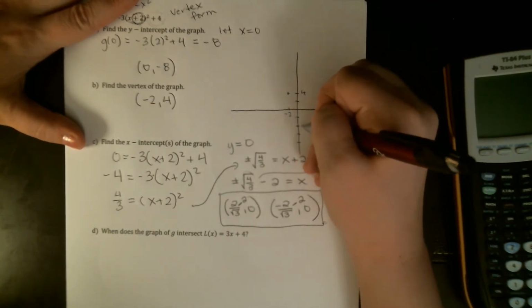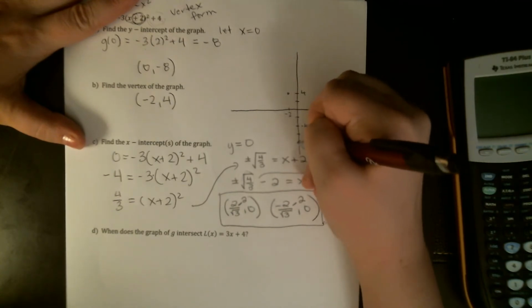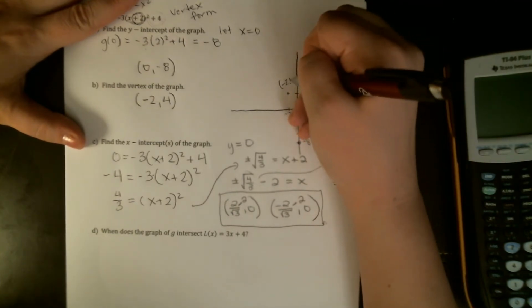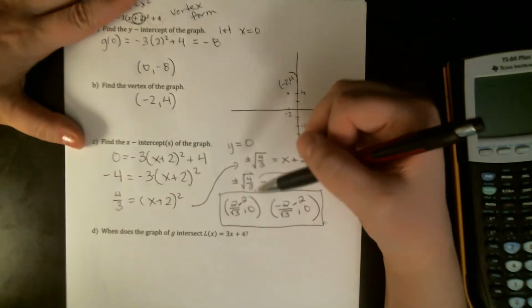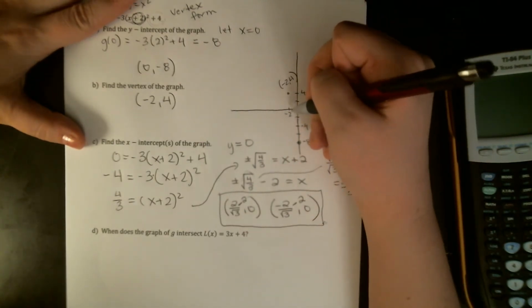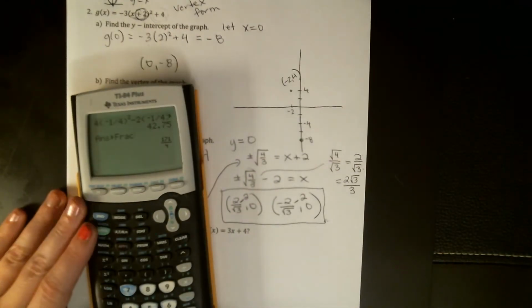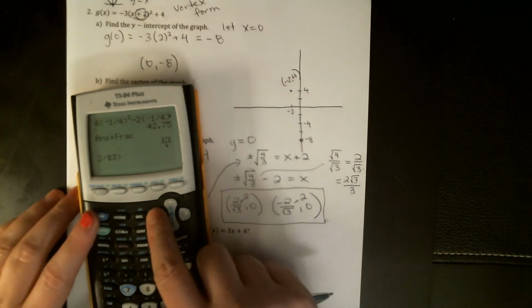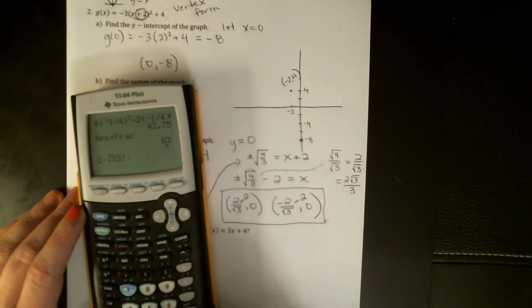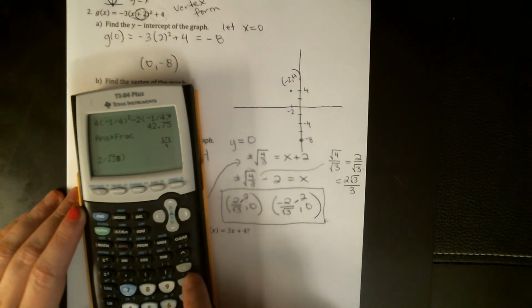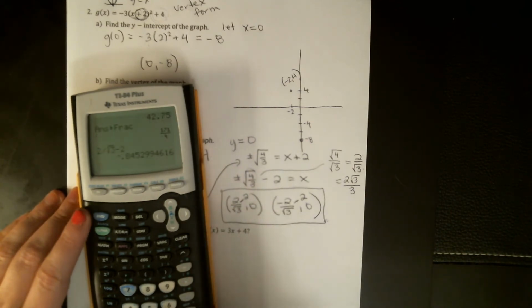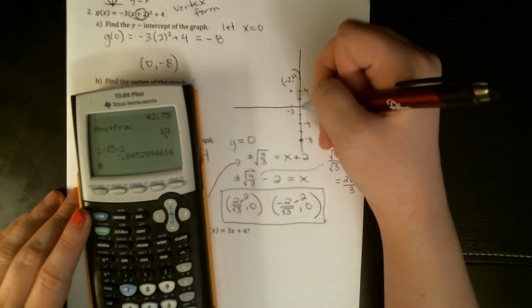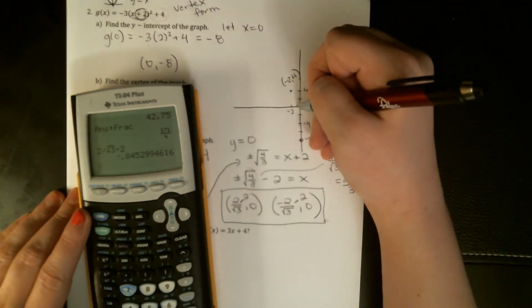Y-intercept at 0, -8. And then our x-intercepts are just a little bit to the left and right of -2. And you can even check a decimal if you want on this. You could say, what is 2 over the square root of 3? Oops, square root of 3. What were we doing? -2. It's about -0.8. So this is 1 right around here.